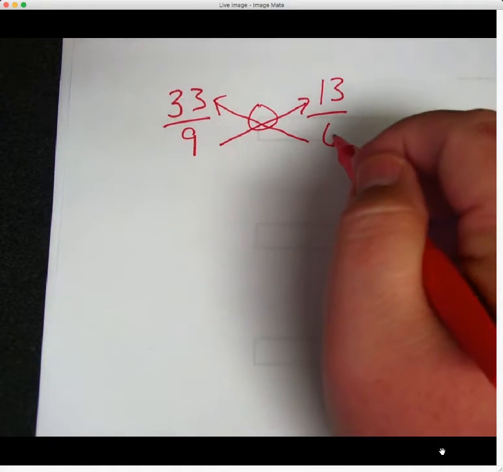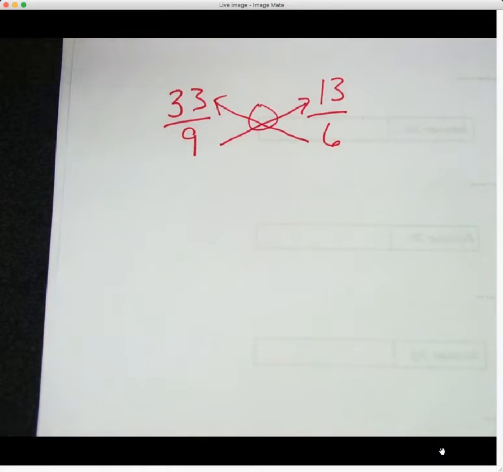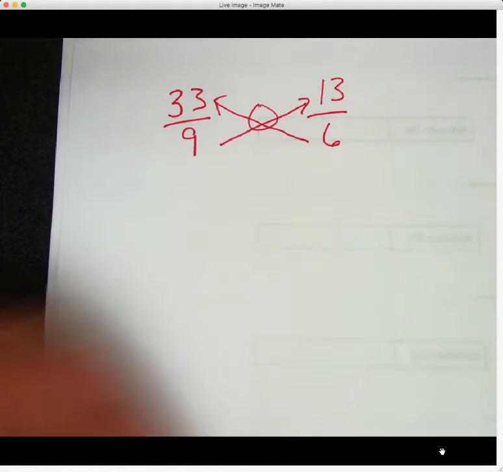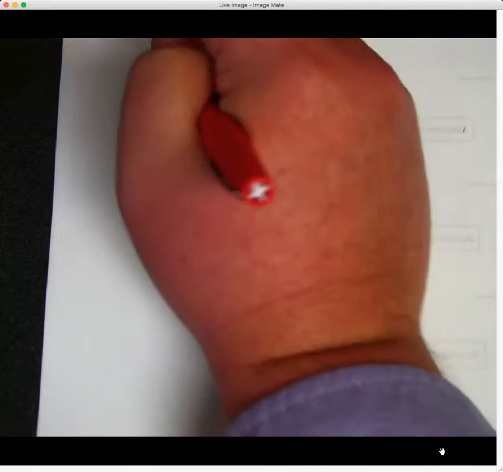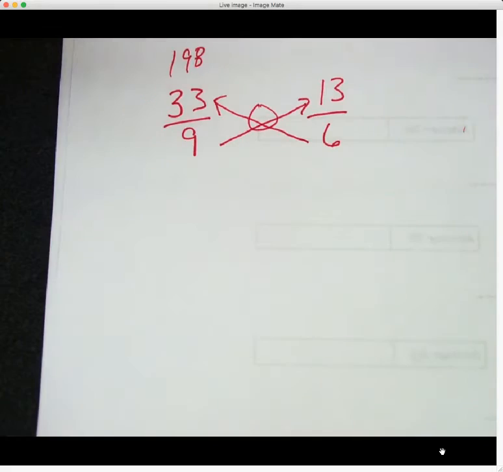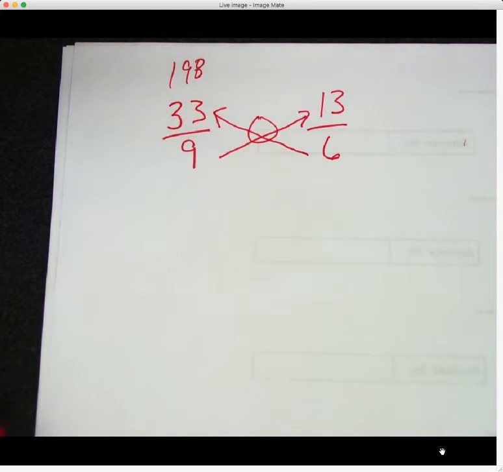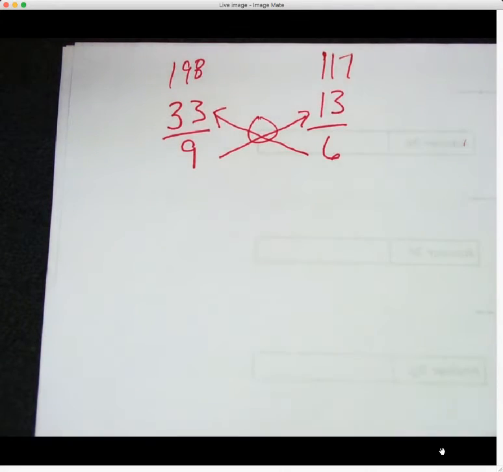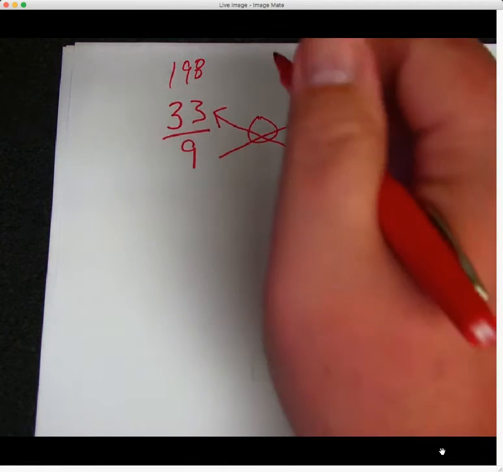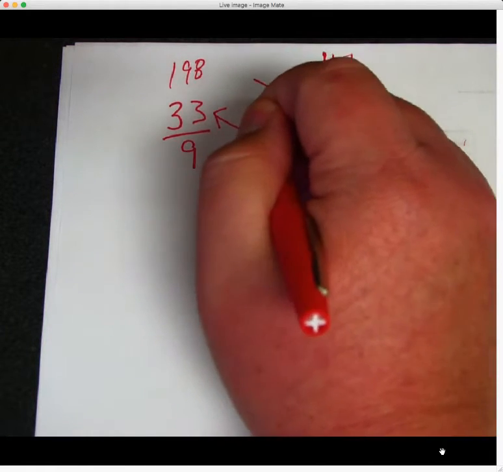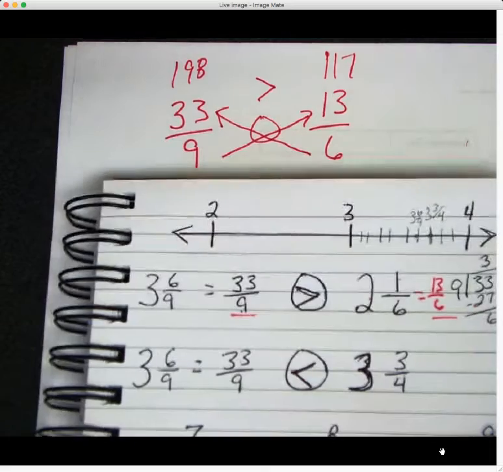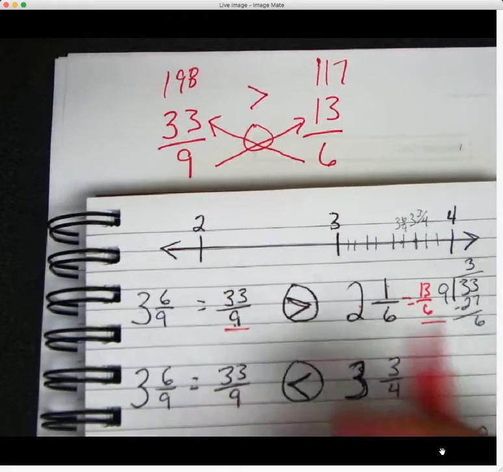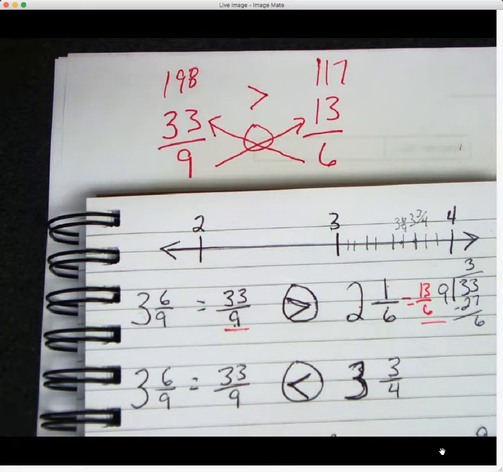But look at our numbers. We can't easily do 6 times 33. But if you happen to have a calculator around, we could do 6 times 33 on a calculator, or we could do 33 times 6 and write it out. We would get 198. If we were to do 9 times 13 on a calculator, we would get 117. So which one's bigger? 198 is bigger. So 33/9, like we discovered on this first problem, is greater than 13/6.